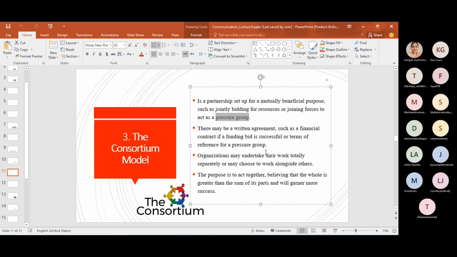Okay, so when you act as a pressure group, it will help you gain some attention from the people, from the society, right? So when you get attention, it will increase your customer base as well, because most of the people in the society notice your company, notice your organization now, because you're acting as a pressure group.